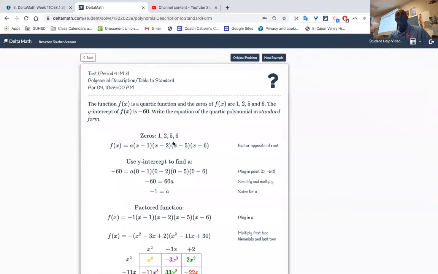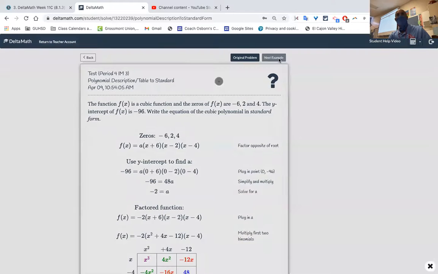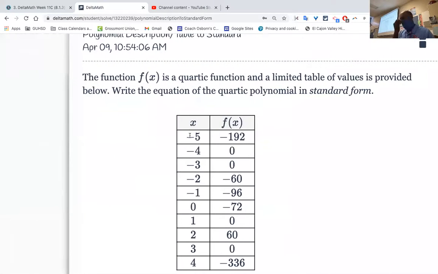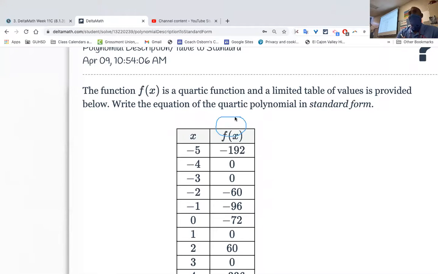So let's see if I can find one that gives you the table. There it is. All right, so here's one with the table. So here's where I'm going to focus on. If I'm looking at a table, how do I know if something's an x-intercept? Where is the 0? Is it on the left or the right? It's going to be on the right side. So that column right here on the right, where it says f of x, that's your y. If the 0's on that side, that's an x-intercept.